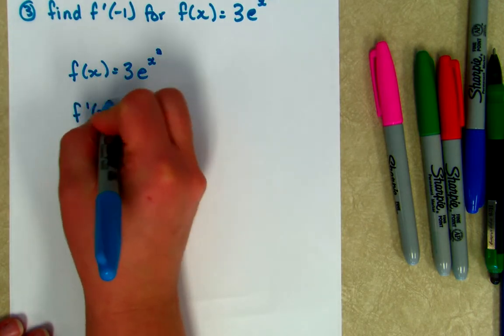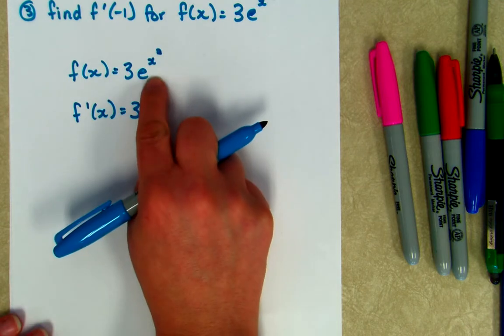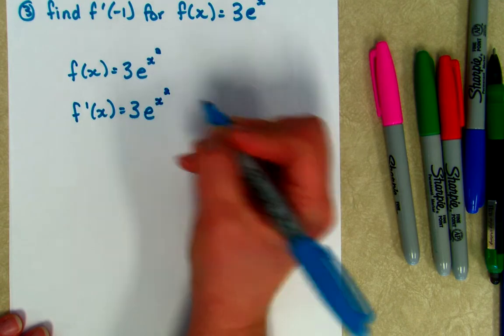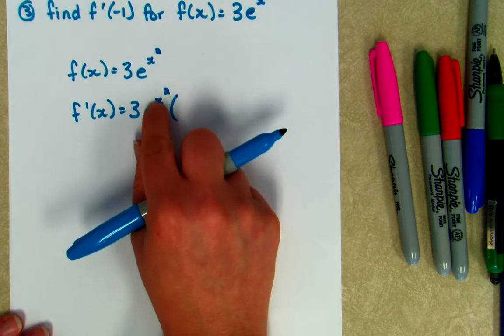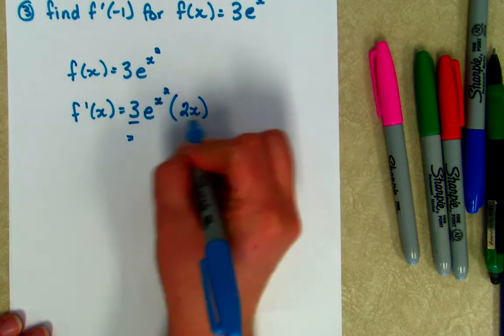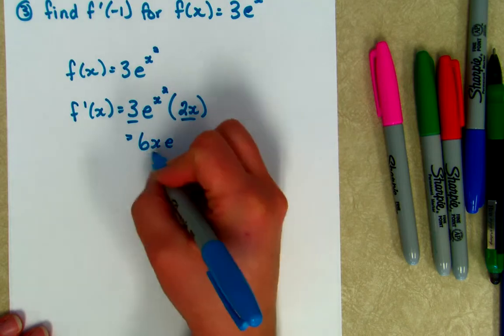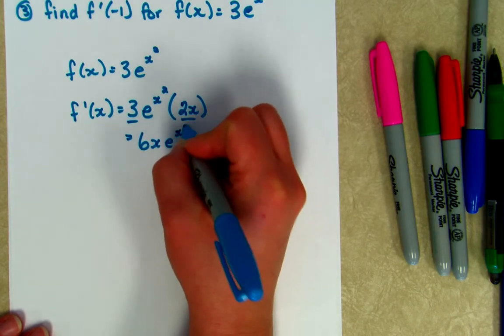So to do my derivative, it's just 3 times the derivative of this. So the derivative of e to the x squared, I start with e to the x squared. But because my exponent has something going with it, I have to go back and say the derivative of x squared is 2x. I can multiply those two pieces together. So my final derivative is 6xe to the x squared.